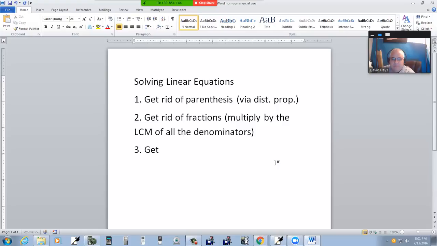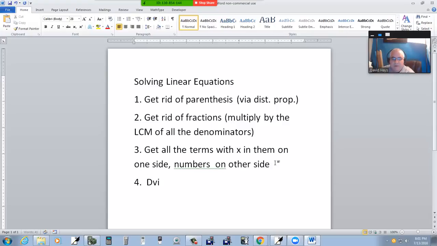Step 3, get all the terms, and I'm going to put this in terms of x, but you can have any variable. Get all the terms with x in them on one side, numbers or constant terms on the other side. Step 4, divide both sides by the number in front of the x.